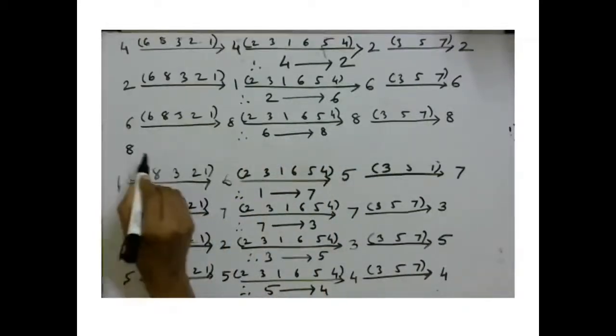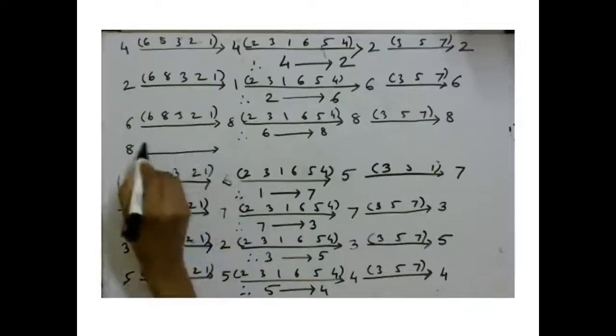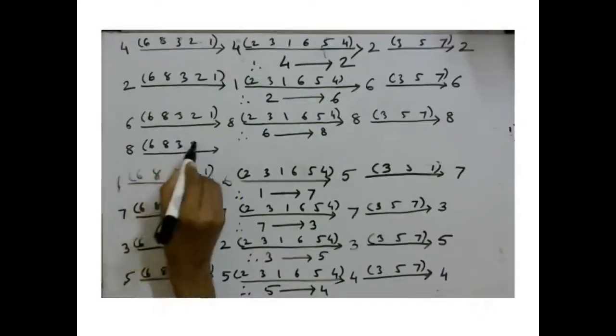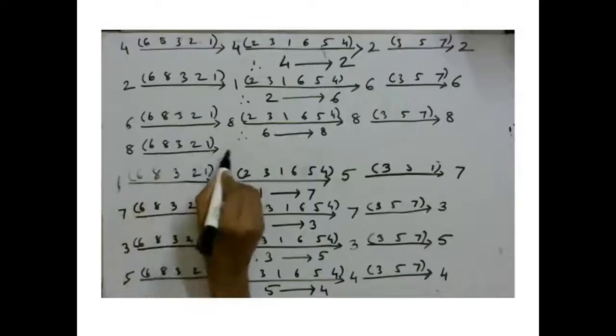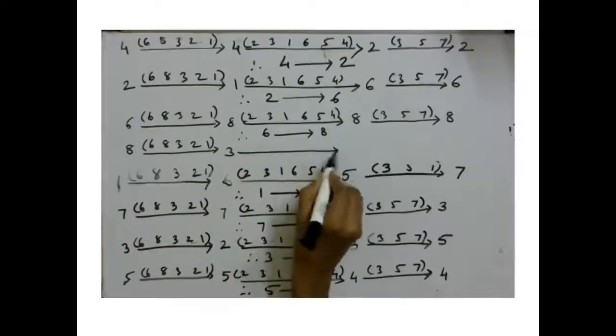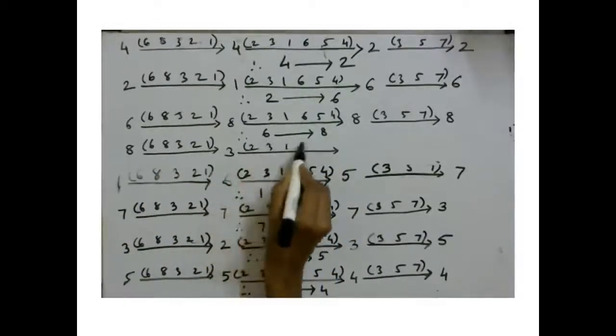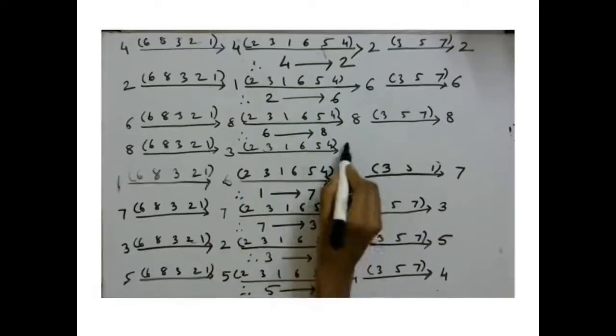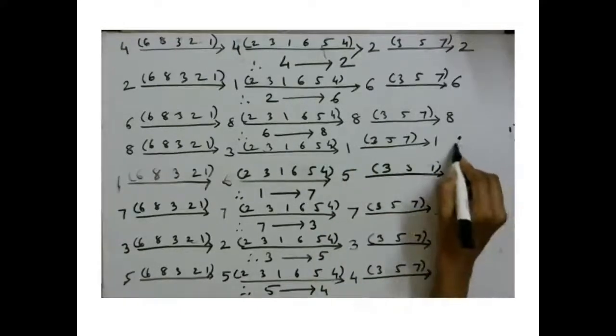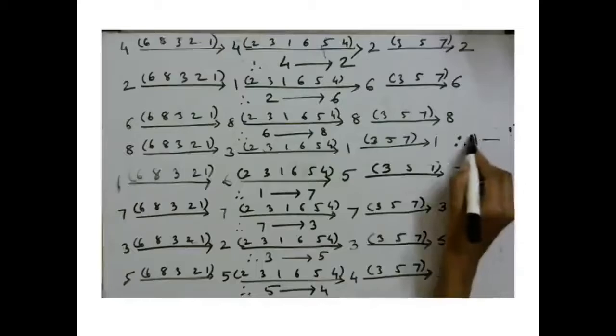Now lastly, let us see the image of 8. (6, 8, 3, 2, 1). This cycle maps 8 to 3. So 8 goes to 3. Then (2, 3, 1, 6, 5, 4). This cycle maps 3 to 1. So 3 goes to 1. And in the last cycle, (3, 5, 7), 1 is not there, so 1 is fixed, and therefore the conclusion is 8 maps to 1. So you observe that again we came back to 1.